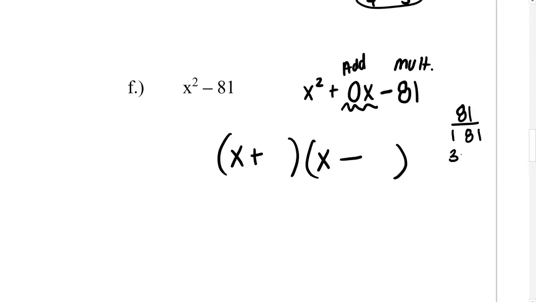3 goes into 81 27 times, 9 and 9. So we want the numbers to match. It would have to be plus 9 and minus 9.